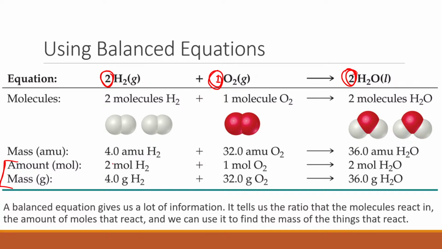And along with scaling it up to moles, we can scale up our mass from AMU to grams. Right, 2 moles of H2 weighs 4 grams. 1 mole of O2 weighs 32 grams. 2 moles of H2O weighs 36 grams. Right, all coming from our balanced equation, and the numbers found on the periodic table.